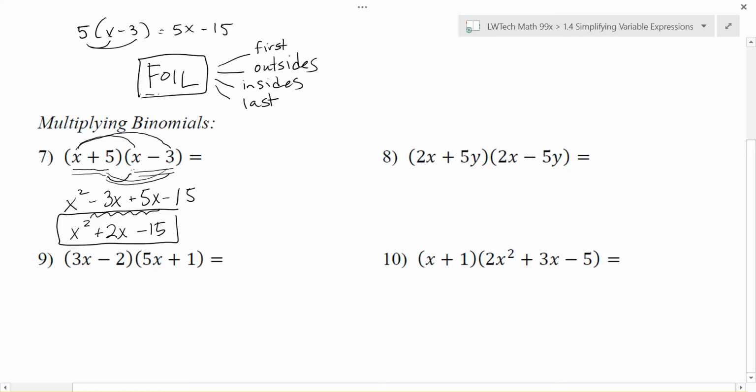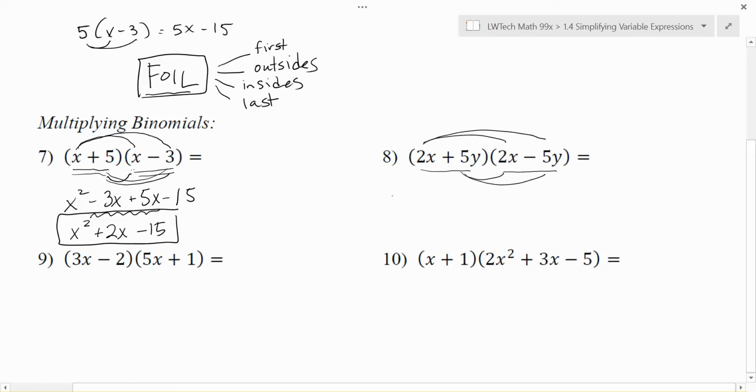So if you ever hear me or anyone else refer to the FOIL method, it's just reminding you that you have 4 different multiplications that you have to do when you're doing this fancy distributive property. All right, with that in mind, let's try a few more examples and just make sure you see how this works. So here we have a 2x plus 5y, and we want to multiply by 2x minus 5y. Because it's a set of parentheses here, whatever is outside has to get distributed, so we're going to have to distribute both the 2x through as well as the 5y through. So let's go and do that.